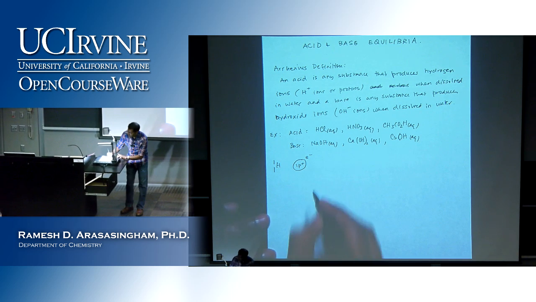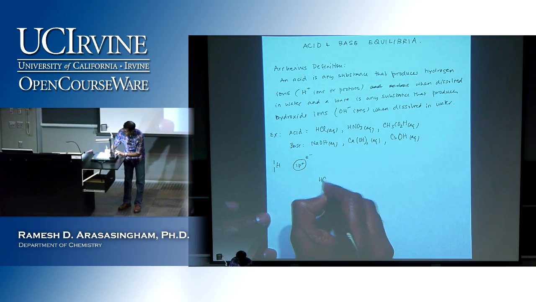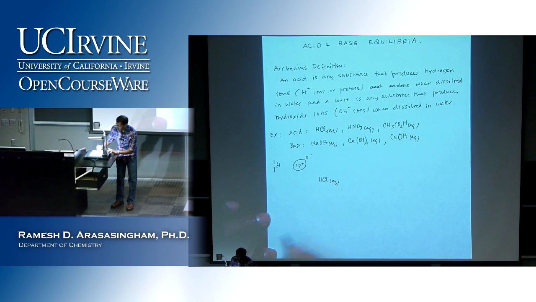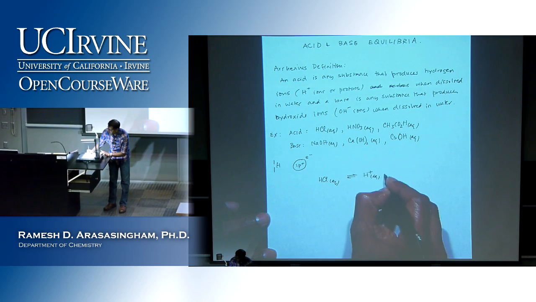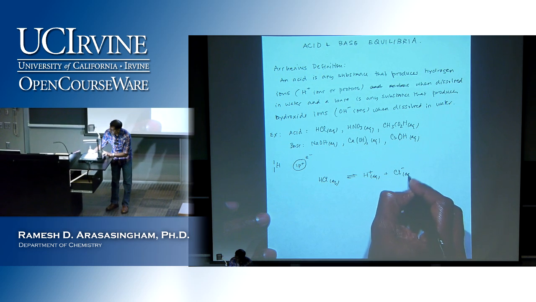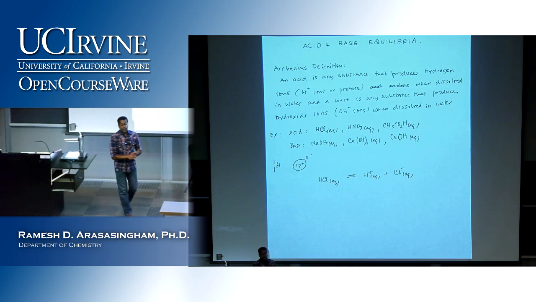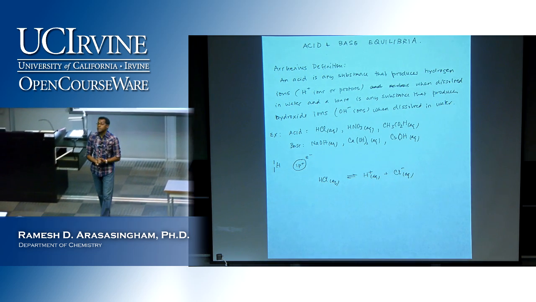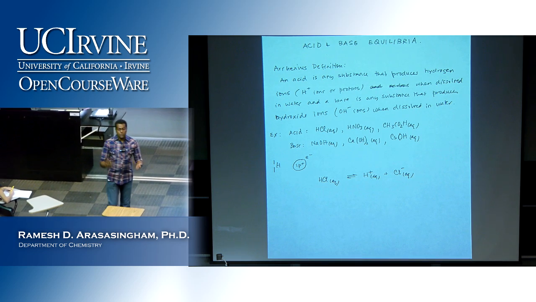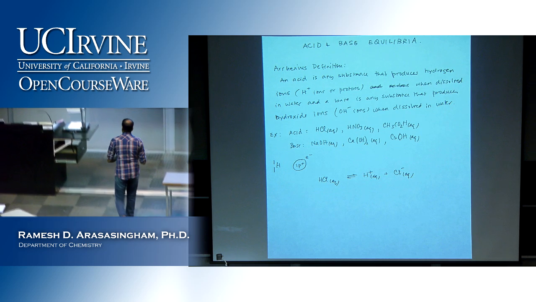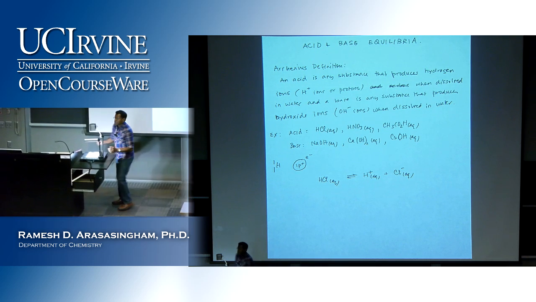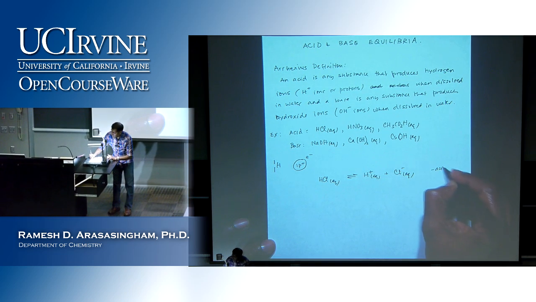So if I take HCl, and when you dissolve HCl in water, what you end up with is H plus ions and Cl minus ions, and therefore it's an acid. So according to the Arrhenius definition, you dissolve HCl in water. When it's dissolved in water, it produces H plus ions, and therefore it's an acid.